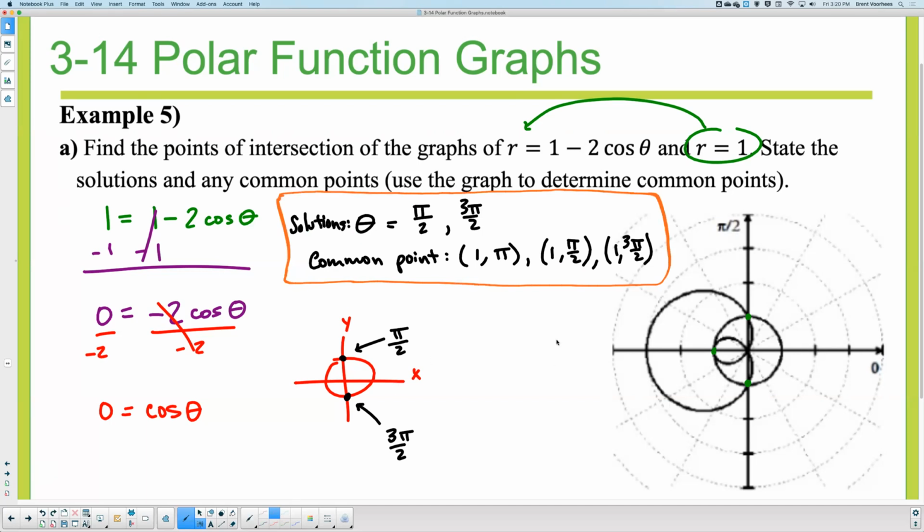Okay, so if you plugged in the value pi on this graph, you would not get 1. If you plugged in pi, you would get a value of -1 here, but you multiply that times -2, it's 2. 1 plus 2 is 3. So you notice that that's not equal. At pi, we have a value of 3. So that's why that point is not actually part of a solution set, but it is a common point in the graph.